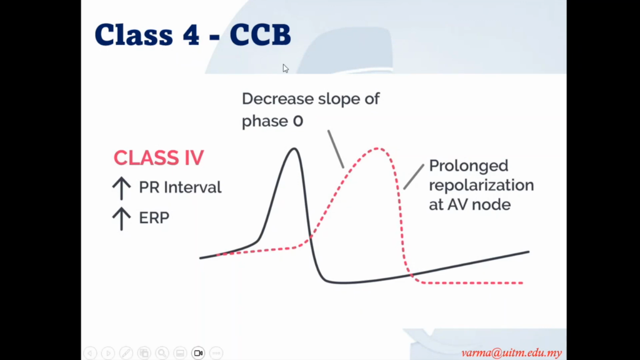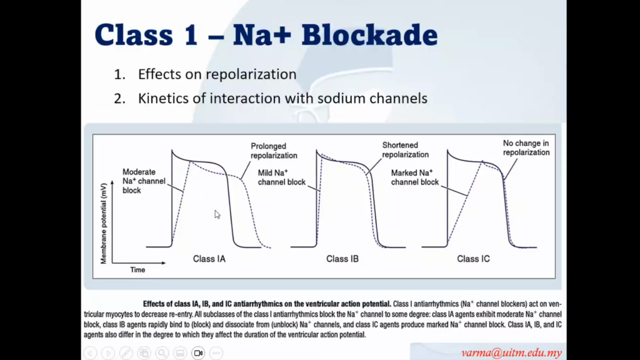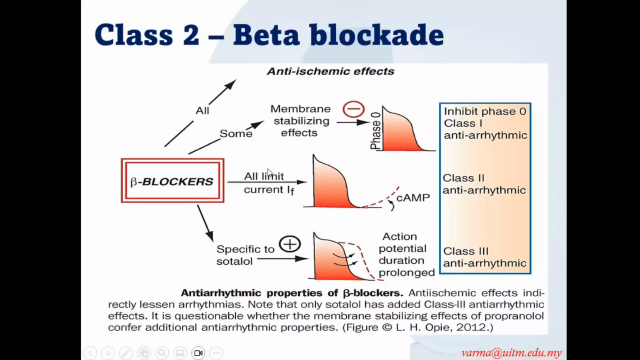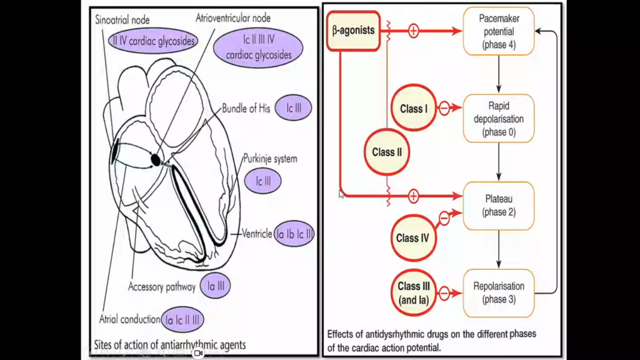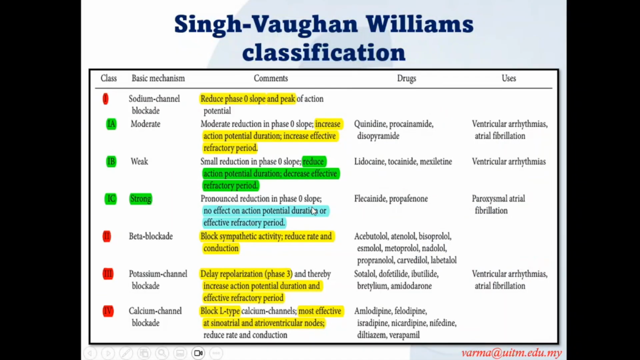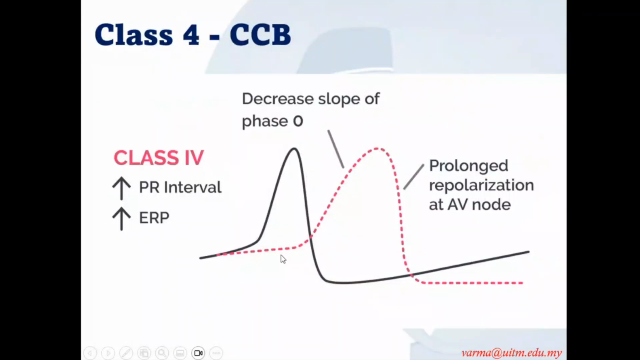So what they do, they decrease the slope of phase 0. Where do they act? As I mentioned, you see, this part. So your class 4 and class 2 mainly act at the SAN pacemaker potential. But class 4 mainly acts on the SAN potential more than the cardiac action potential, because calcium channel blocker action in your cardiac ventricular myocyte action potential is here. So they can act here, they can act here as well. But the most significant way they reduce the heart rate is via acting on the pacemaker potential.